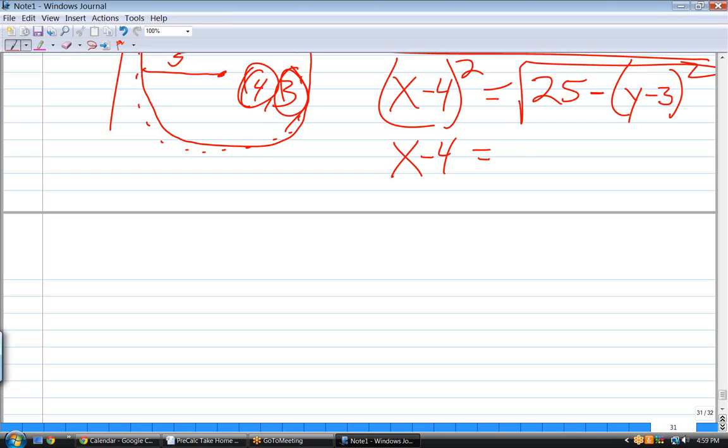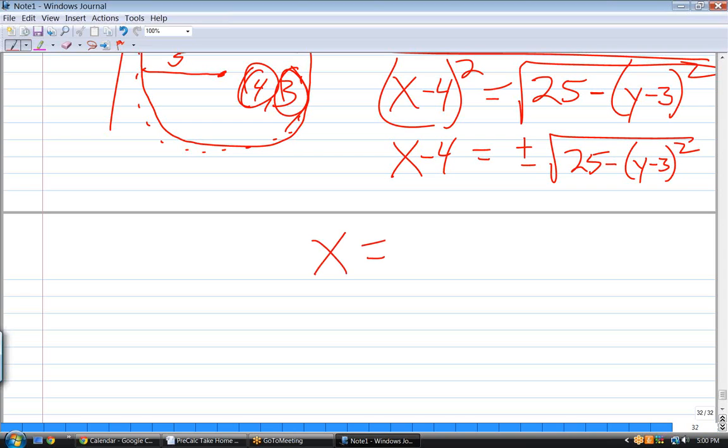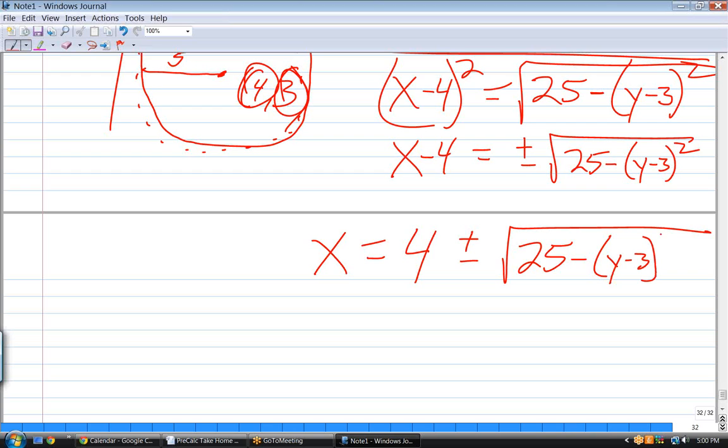And it has to begin with plus or minus. Plus or minus square root of 25 minus y minus 3 squared. Okay. Now isolate x. We're going to be adding 4 on the other side. So x equals 4 plus or minus the square root of 25 minus y minus 3 squared. That's what x is equal to in my drawing.